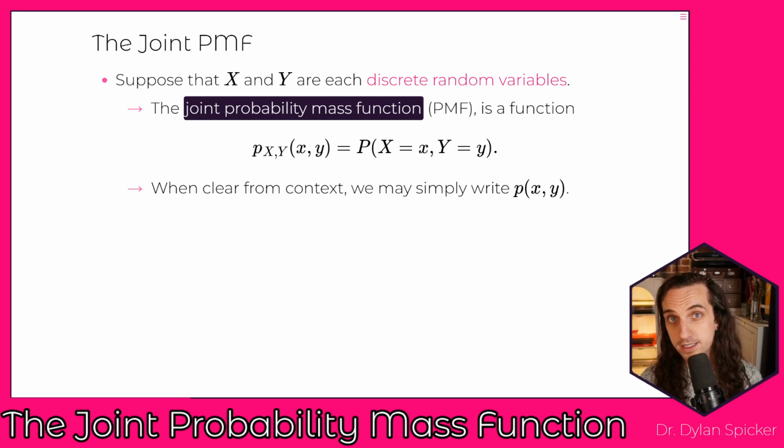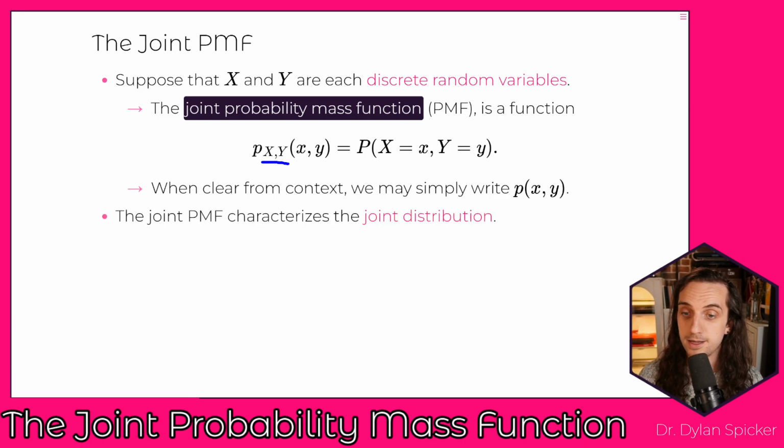When it's clear from context, oftentimes we will drop the subscripts on the function here, right? So we have these subscripts down here. These indicate which random variables we're dealing with. Oftentimes we don't need to include those, and so we might just write this as little p of x and y. Now the joint PMF is characterizing the joint probability distribution.